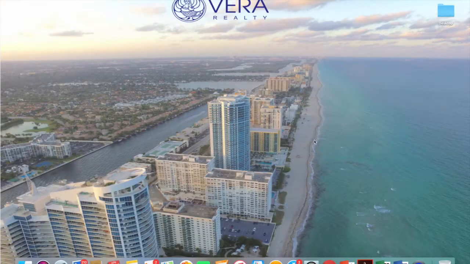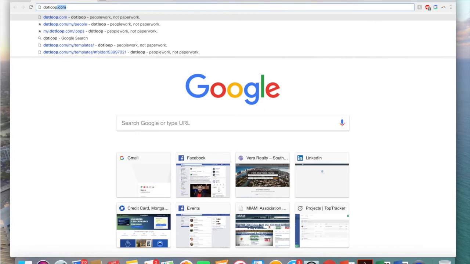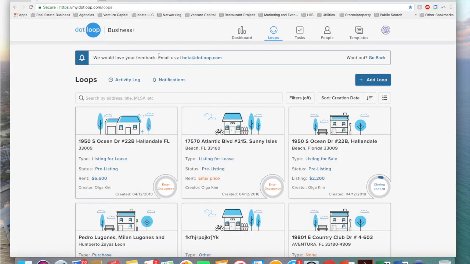Okay, so we're going to look for the contract. At first, let's open up Dotloop. That's the system which we internally use. Maybe other companies' agents use other platforms, but we prefer Dotloop. They have a new interface now too.